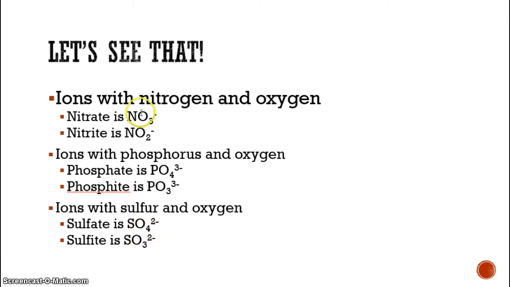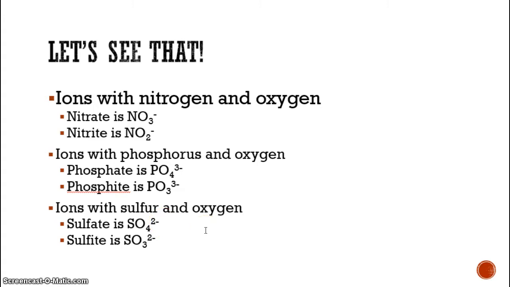So if I know the ATEs and memorize those, I will also know the ITEs because they just have one less oxygen. Now be careful, ATE doesn't tell you the number of oxygen. Nitrate has 3 oxygens. Phosphate has 4 oxygens. Sulfate has 4 oxygens. So be careful with that.